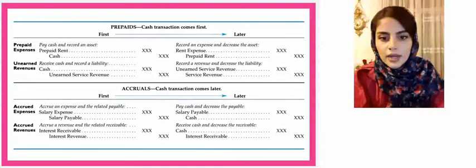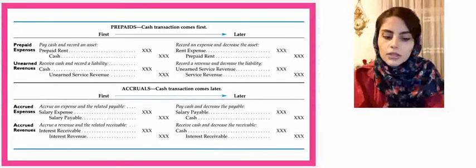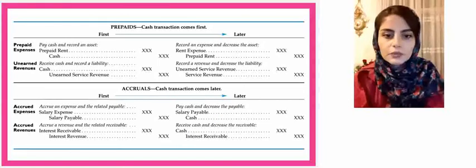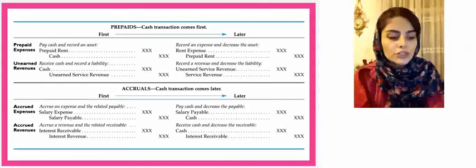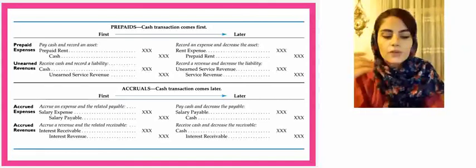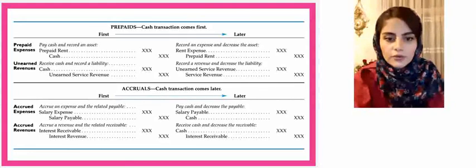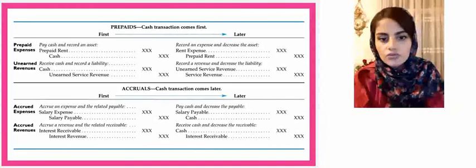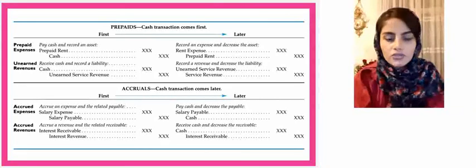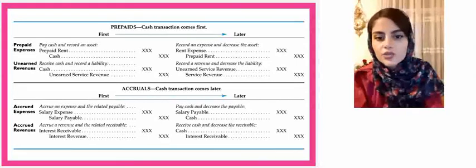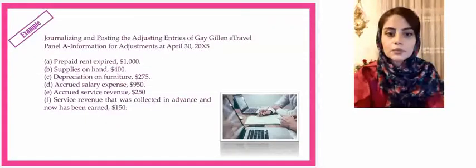And then later, pay cash and decrease the related payable, which is salary payable and cash. And for accrued revenue, we accrue a revenue and the related receivable, which is interest receivable and interest revenue. As you can see, later we have the cash accounts and interest receivable.